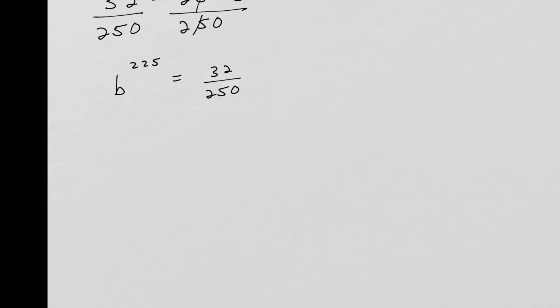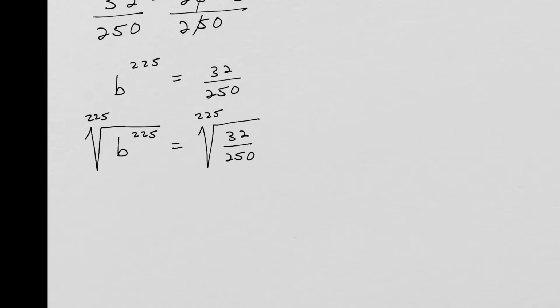Okay, how do I solve for b now? I have b raised to the 225th power, and I want to undo that. So what you would do is take the 225th root of b to the 225, and whatever I do to one side, I have to do to the other side. So that'll give you b on the left-hand side. Well, how do you do that on your calculator? How do you do the 225th root?